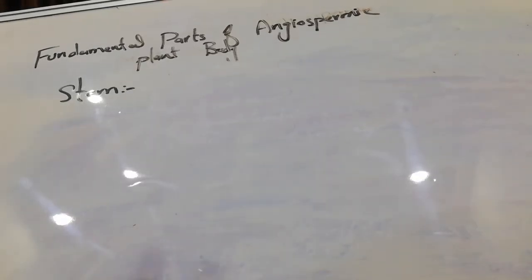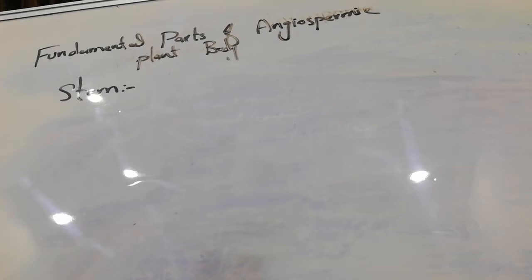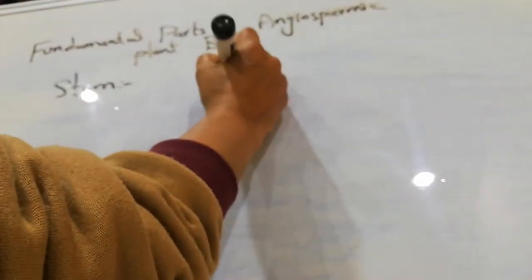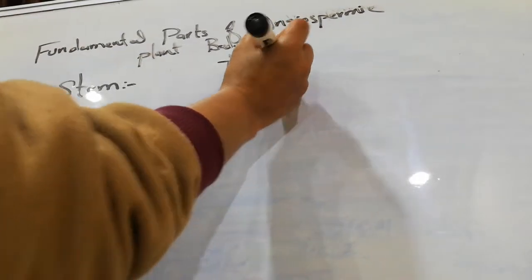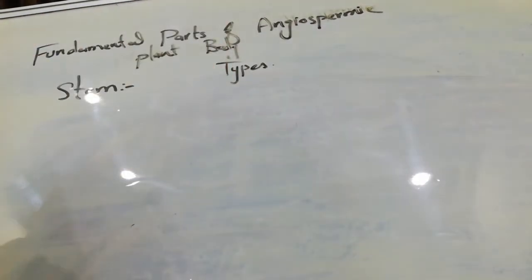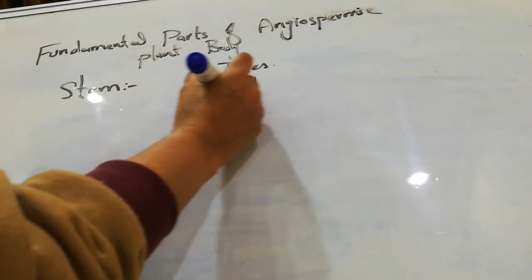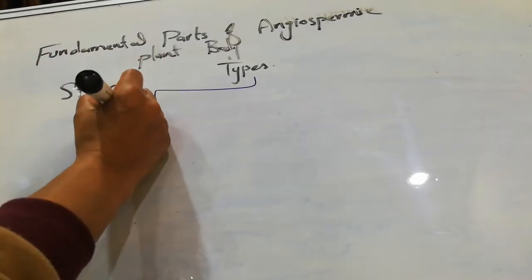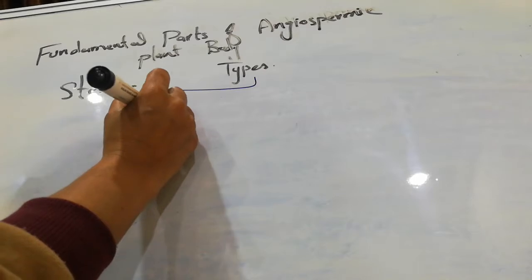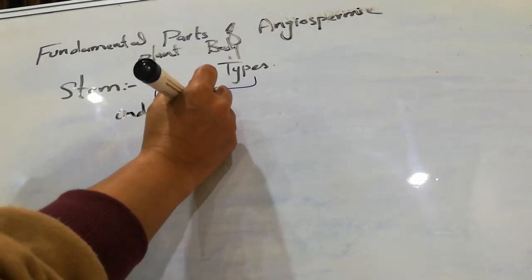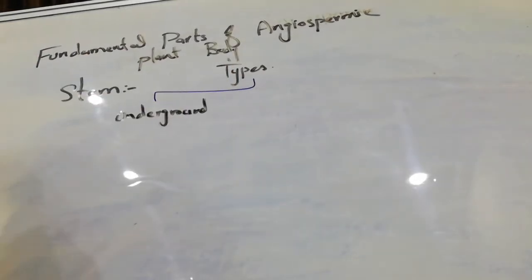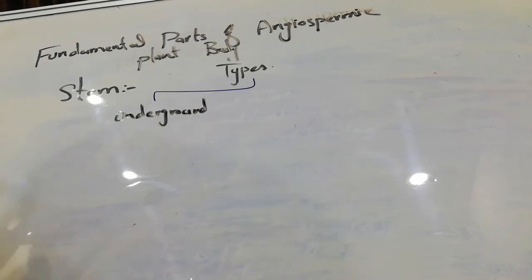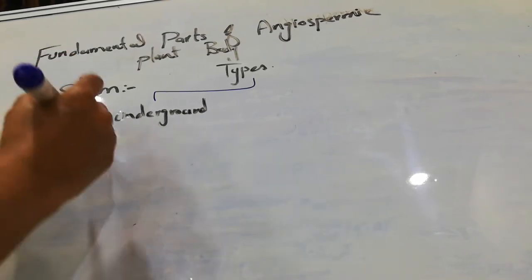Now we are going to discuss the types of stem. The first type of stem is the underground stem. As the name indicates, in this case it is a stem of plants that remains in the ground.